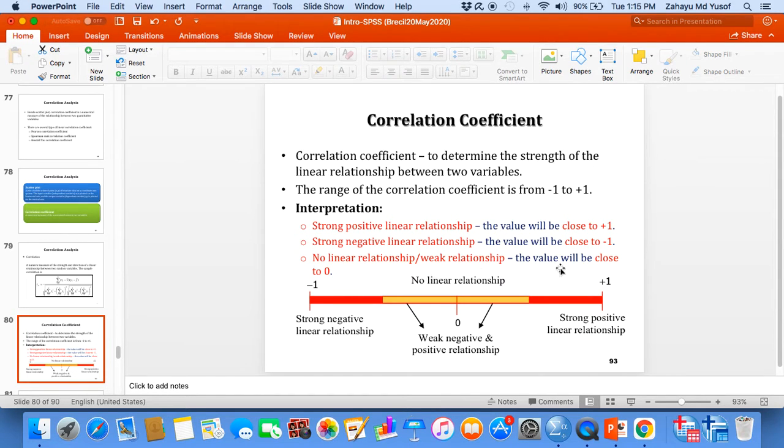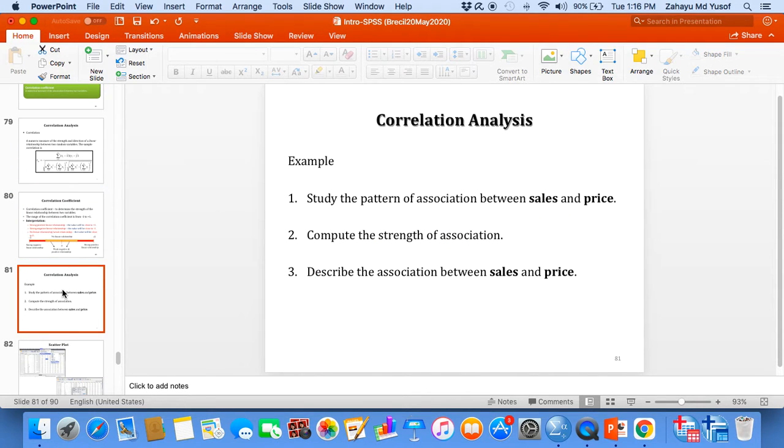If you have the value which is 0, then it means that there is no linear relationship or weak relationship. So if you have a value in between this line, if it is near to 0, we can say it is weak negative or weak positive relationship. If it is near to -1 or +1, we can say the variables have strong positive or negative relationship. So let's have a look at the example. We want to study the pattern of association between sales and price. We want to compute the strength of association and describe the association between sales and price.